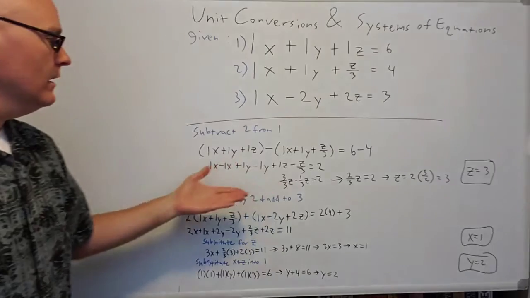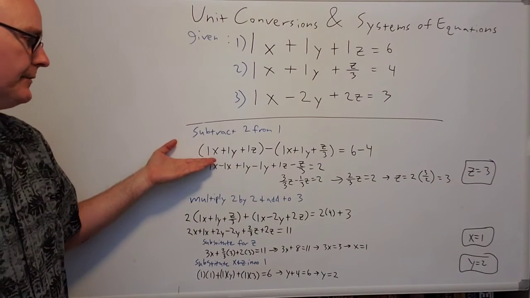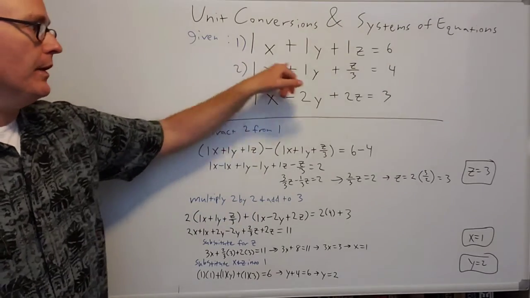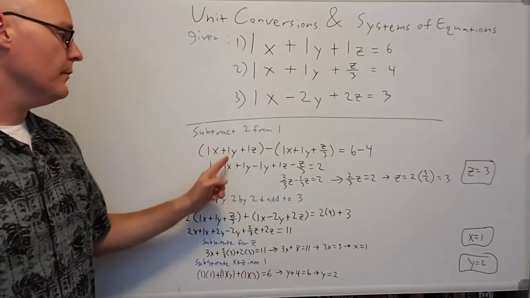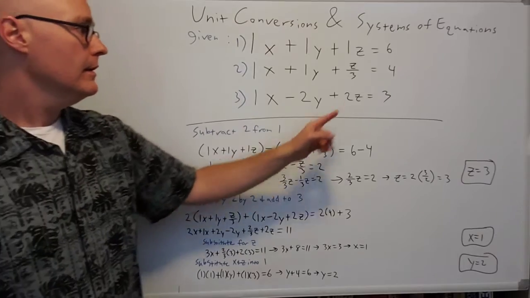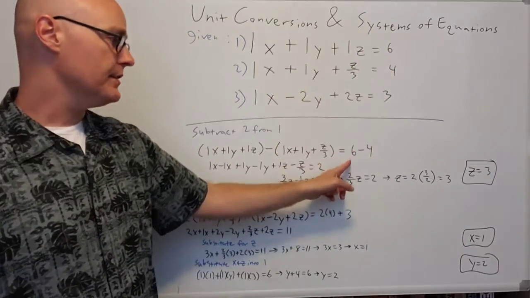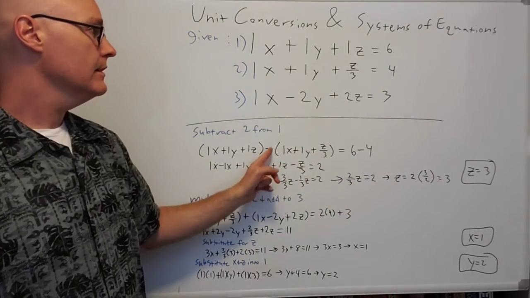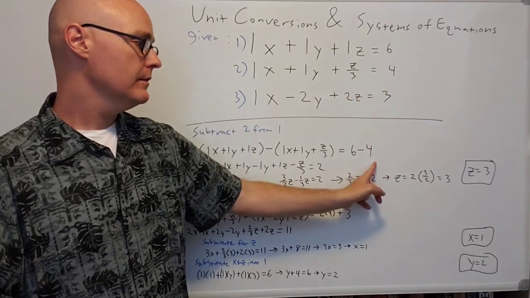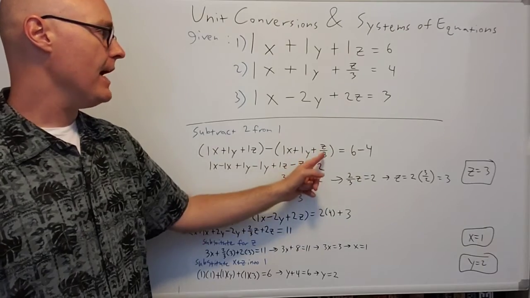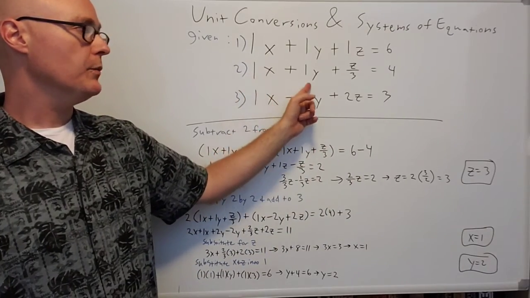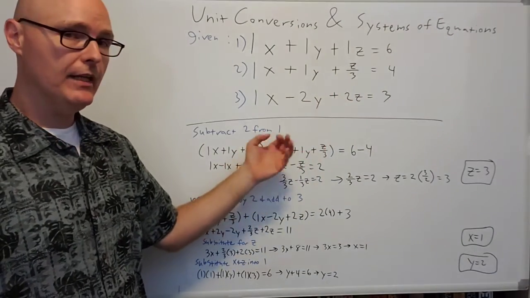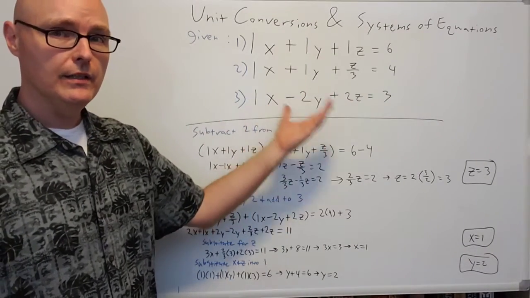Okay? So here it is. Here's what it looks like. 1x plus 1y plus z, that is equation 1. This is this side of equation 1. That was equal to 6, so the 6 is on this side. I'm subtracting the 4, which is also the same as 1x plus 1y plus z over 3. So I'm doing the same thing I was doing before. I'm just substituting equal statements.